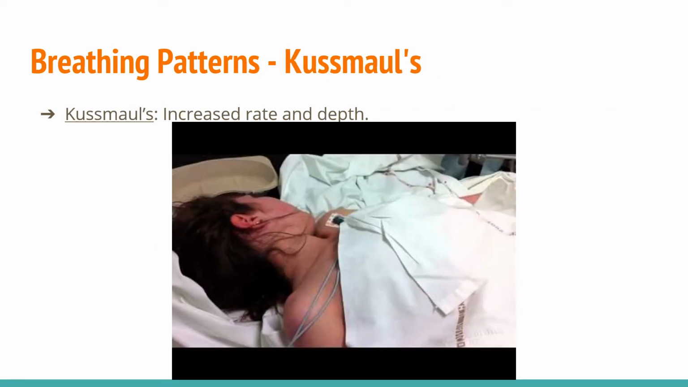All right, Kussmaul breathing. Kussmaul is generally seen in a diabetic patient in DKA, trying to get rid of their CO2. So it's just an increased rate and depth. The goal for that patient is trying to get rid of their CO2, or they may have some other type of metabolic process going on where they're trying to get rid of CO2.